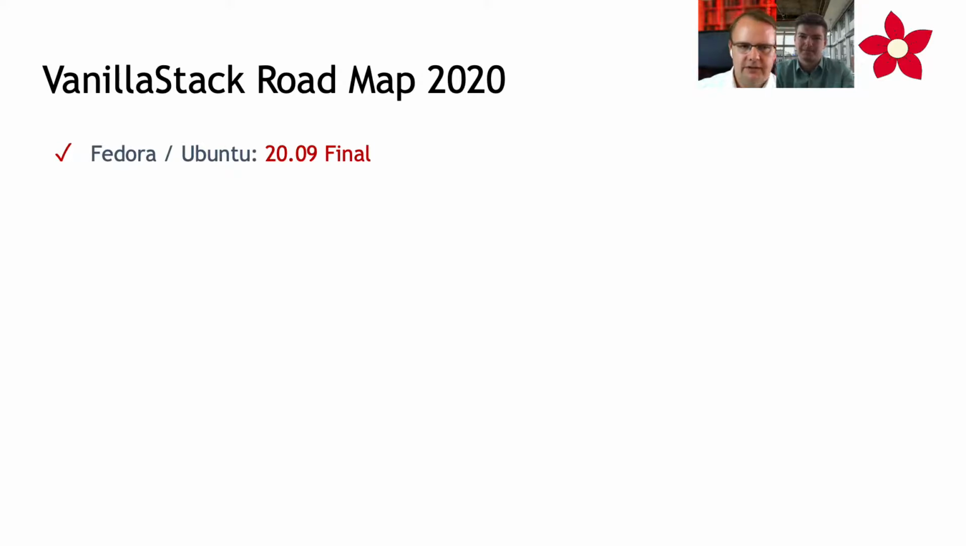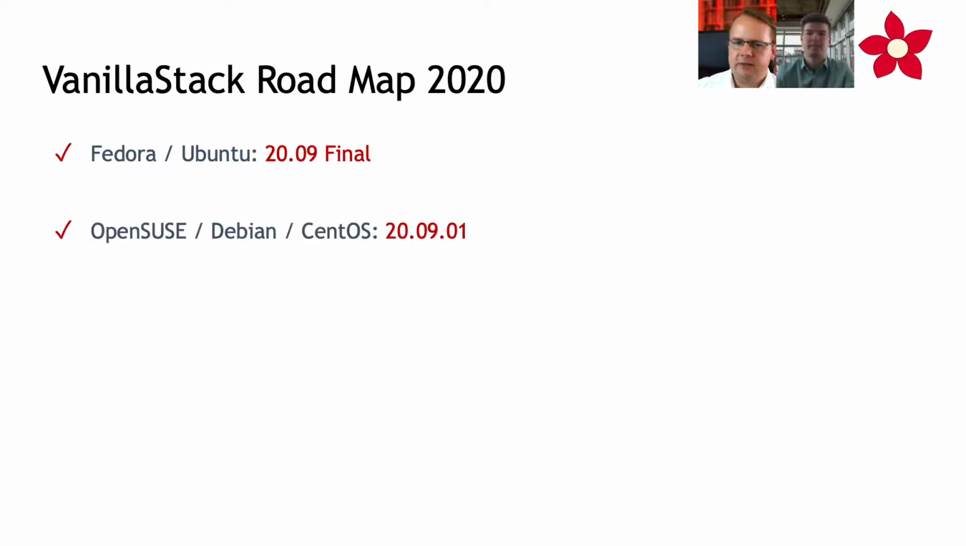Fedora, Ubuntu in a 20.09 final version, which is available today or tomorrow. OpenSUSE, Debian, CentOS 20.09.01. When will it be available? End of this week. Okay, awesome. So pretty much it is available.